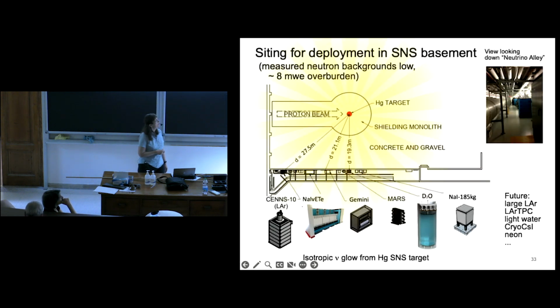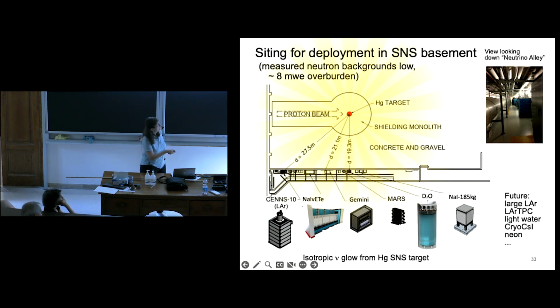And we have detectors and subsystems deployed in a basement of the Spallation Neutron Source. This was also a piece of very good luck. There happened to be a storage area in the basement of the SNS along the beam. So this is where the proton beam comes in. This is where that mercury target is. The neutrinos just come out isotropically from the target, and all we have to do is bathe in their glow, sitting there in Neutrino Alley here.